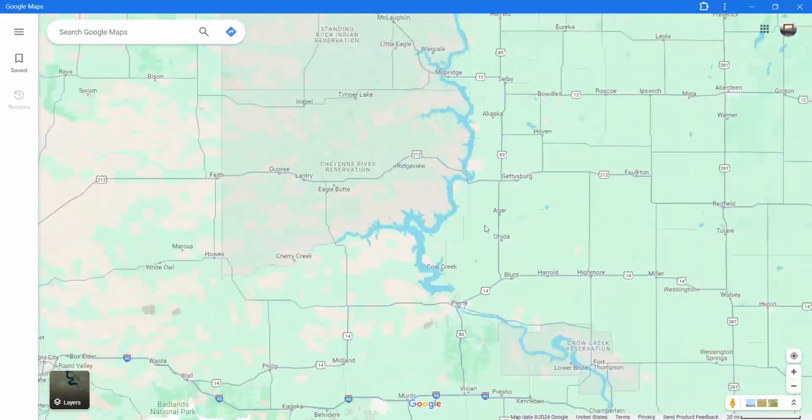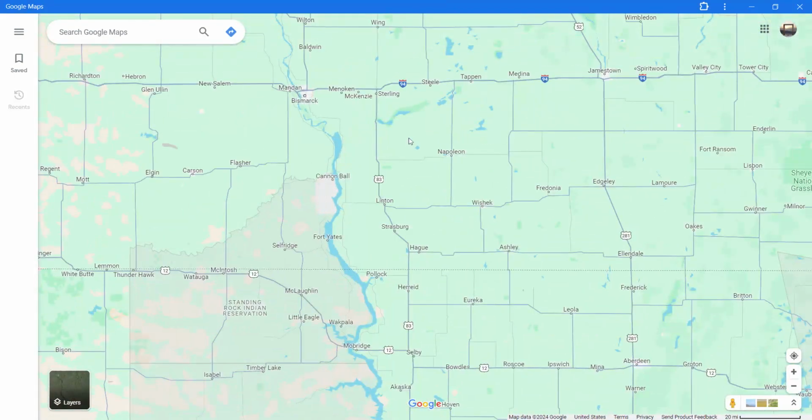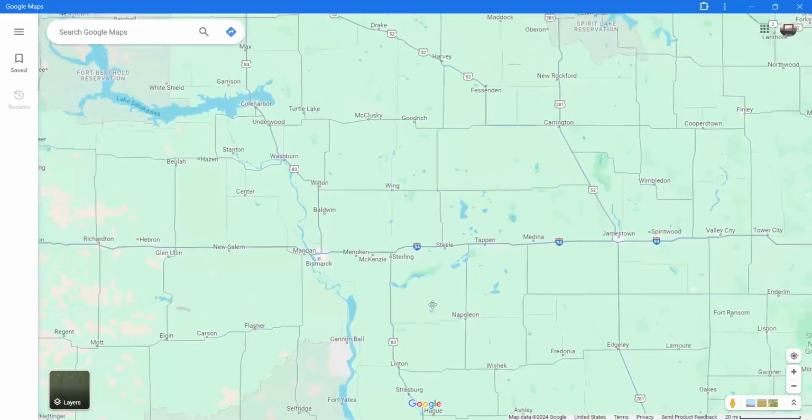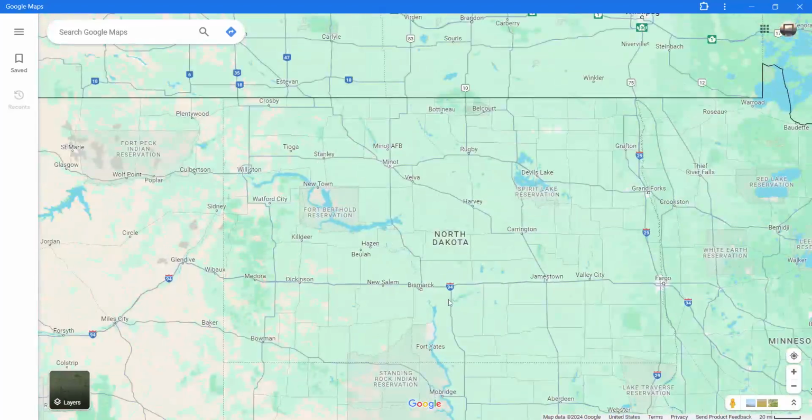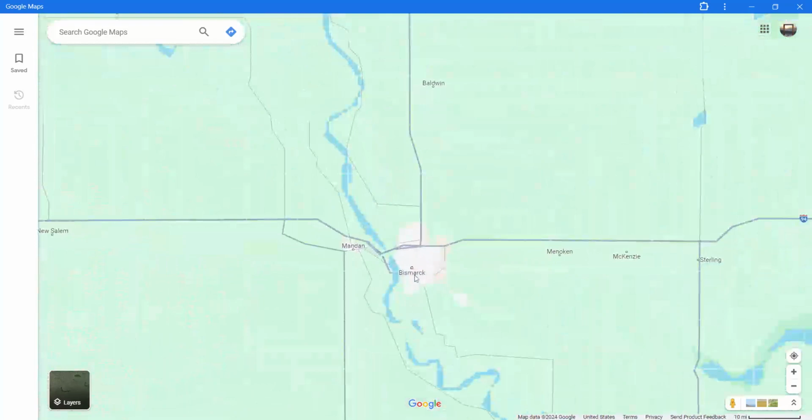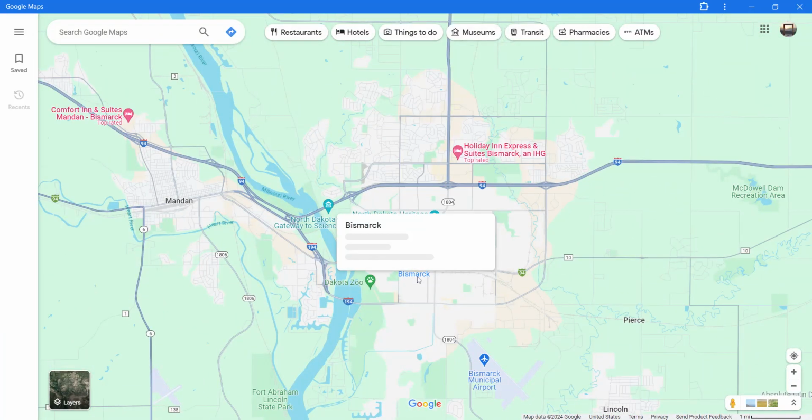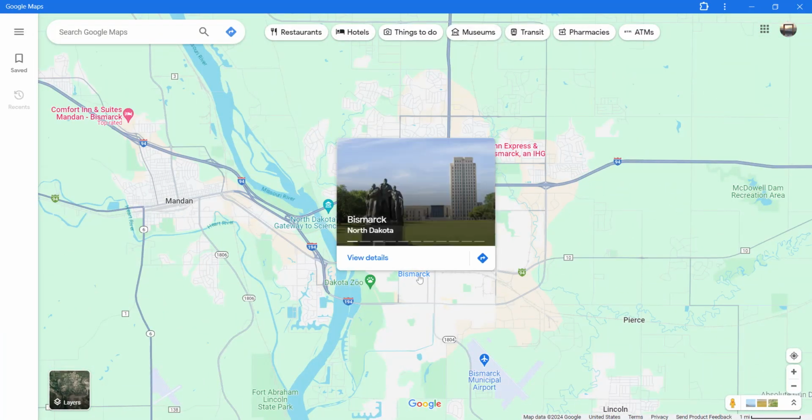Moving again north to North Dakota and its capital, which is Bismarck. Bismarck, North Dakota.